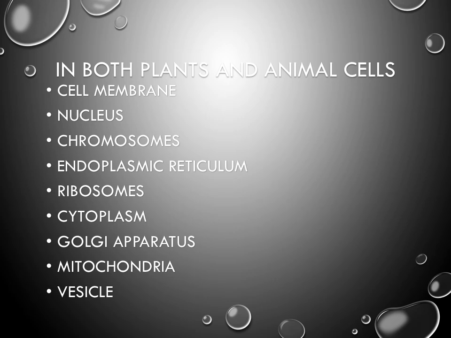Okay, so a recap. Remember, plant and animal cells share a lot of the same organelles. So the cell membrane, they both have it. Nucleus, chromosomes, endoplasmic reticulum, ribosomes, cytoplasm, Golgi apparatus, mitochondria, vesicle. You could put vacuole, but again, not all animal cells have vacuoles, and they're mainly found in plant cells.